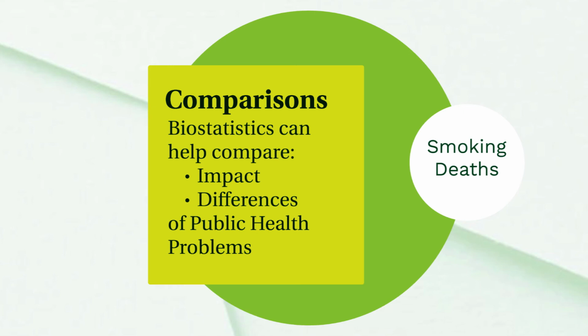And biostatistics can also help compare differences in very specific groups of people, say by male or female, by young or old, and at very large levels of comparisons to find differences like Alabama versus the rest of the United States, or the United States compared to other areas of the world. And we can do this for all sorts of public health problems. Let's take a look at smoking attributed deaths.